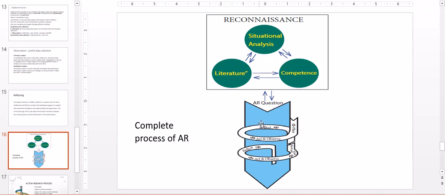result is reflected on and thought over. Then if your implementation needs improvement, we replan, then act upon it again, observe, and reflect again. This cycle continues until ultimately it becomes perfect. So this is called the spiral cycle of action research.